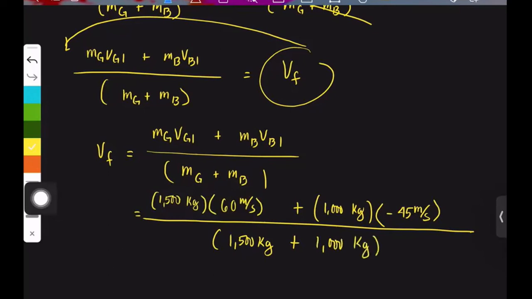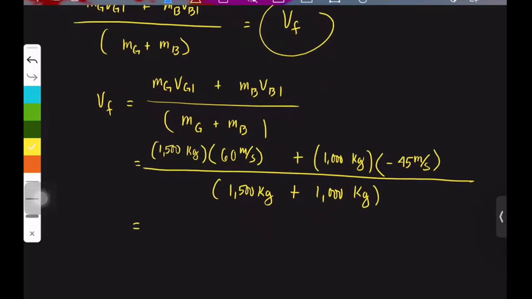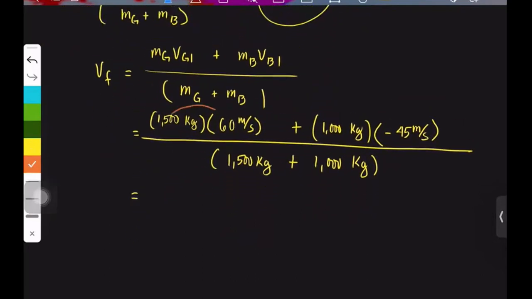So, just like what I said in the previous video, you do the operations on the numerator first so that it will not be very difficult for you. So in this case, we have now here 1,500 times 60. So when you get your calculator, that's 1,500 times 60. You will now have 90,000. Then, kilogram times meter per second, plus 1,000 times negative 45. So 1,000 times negative 45 will give you negative 45,000.